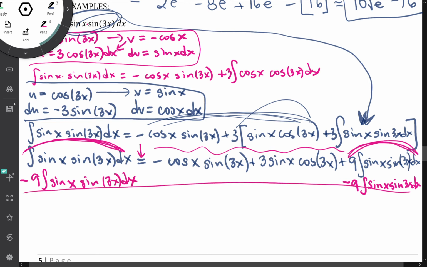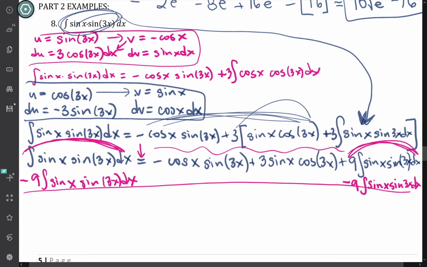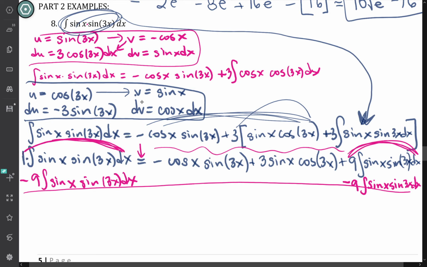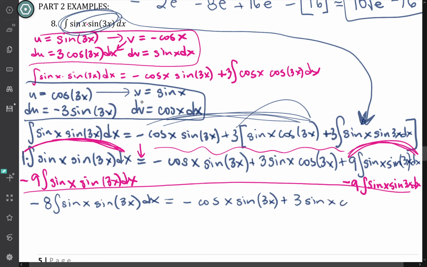I don't have to show this step, but I just want to make sure everybody catches what happens here. If I have 1 times the integral, and I subtract off 9 times the integral, I'm going to end up with negative 8 times the integral of sine x sine 3x dx. And that should equal negative cosine x sine 3x plus 3 sine x cosine 3x.